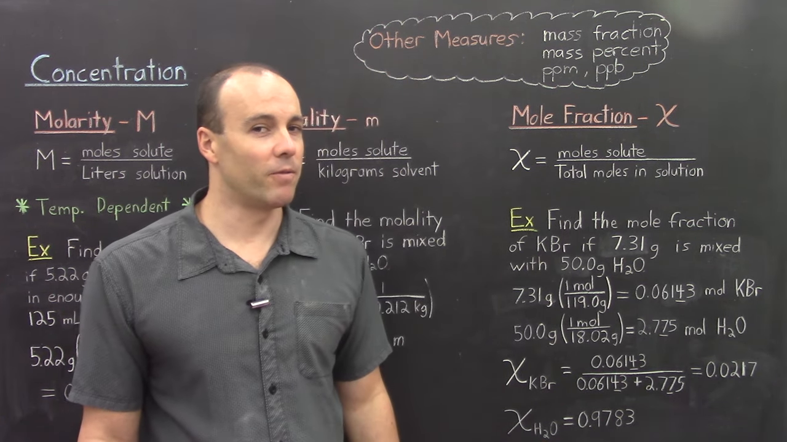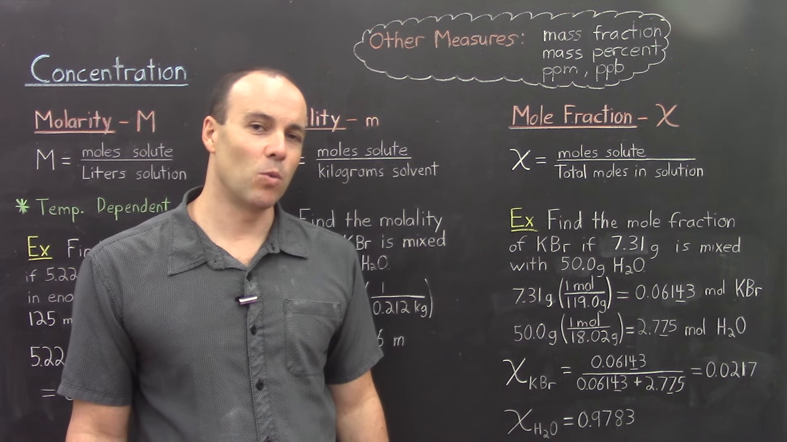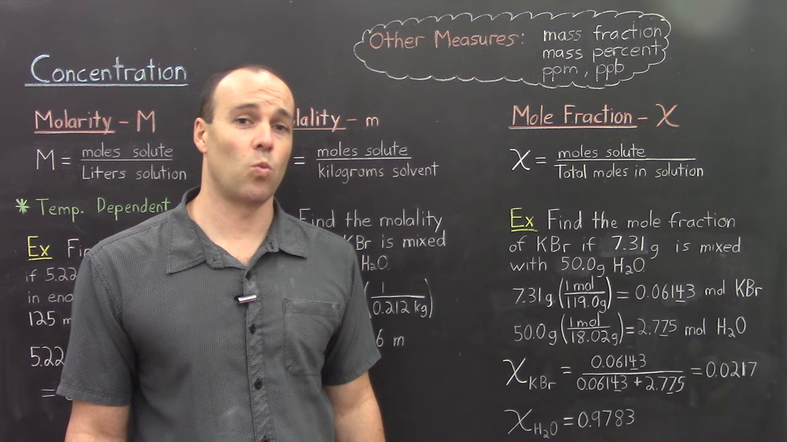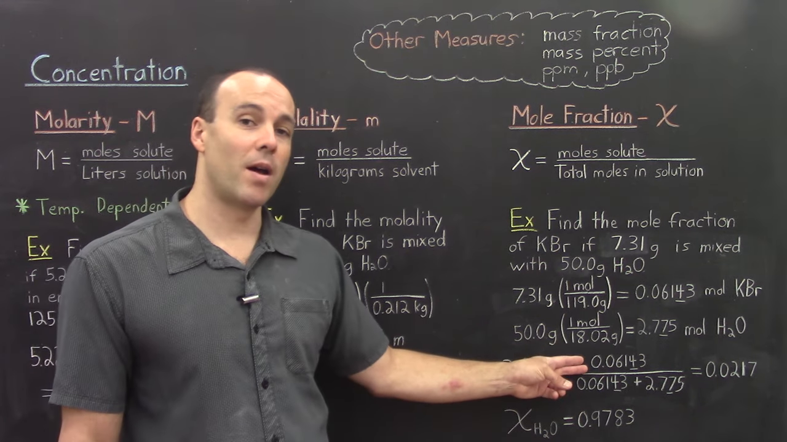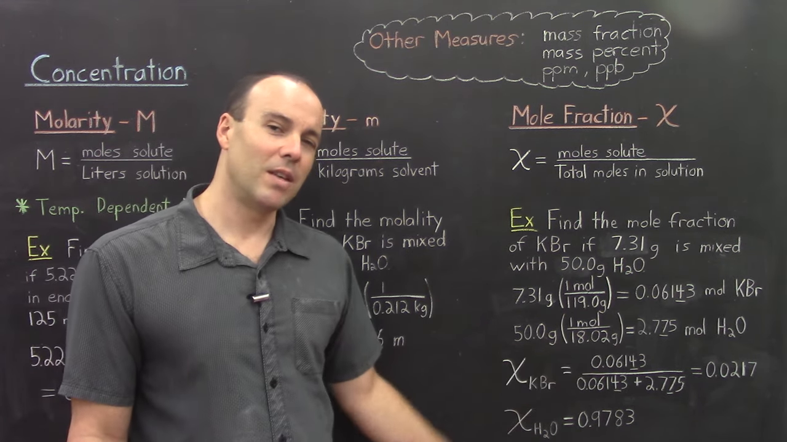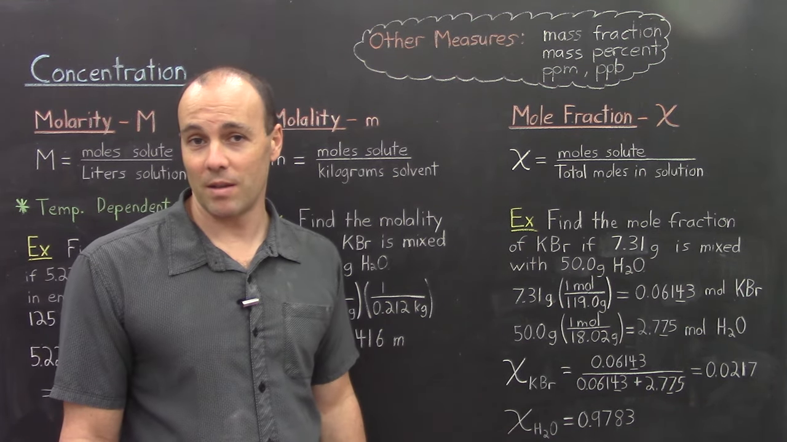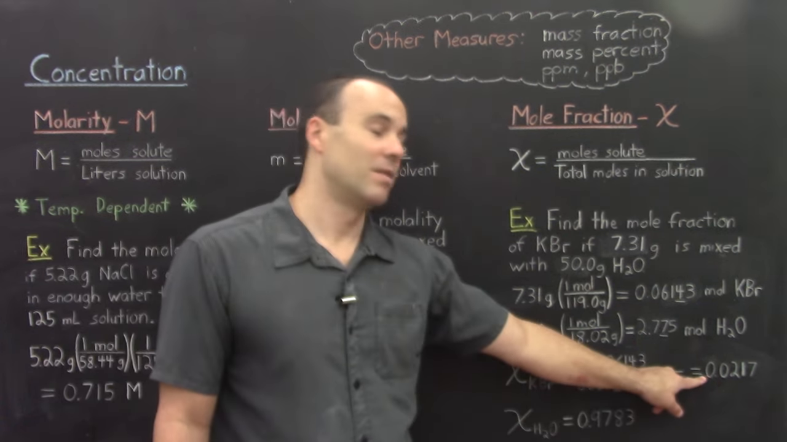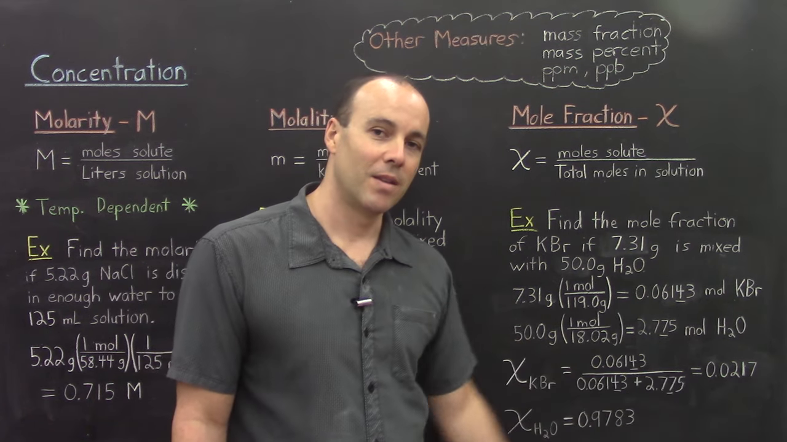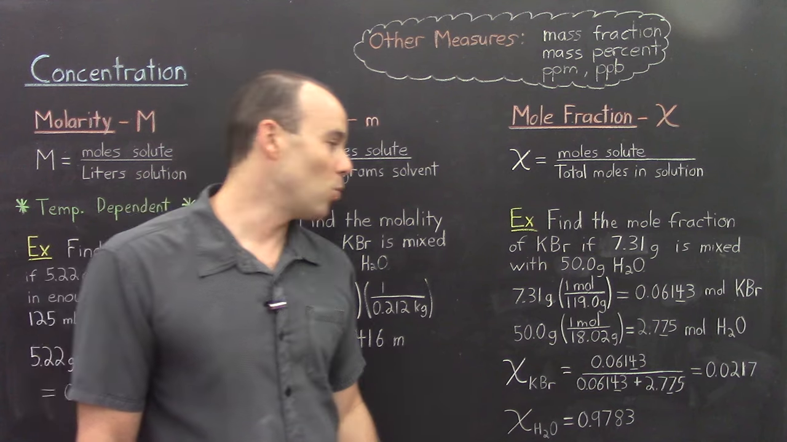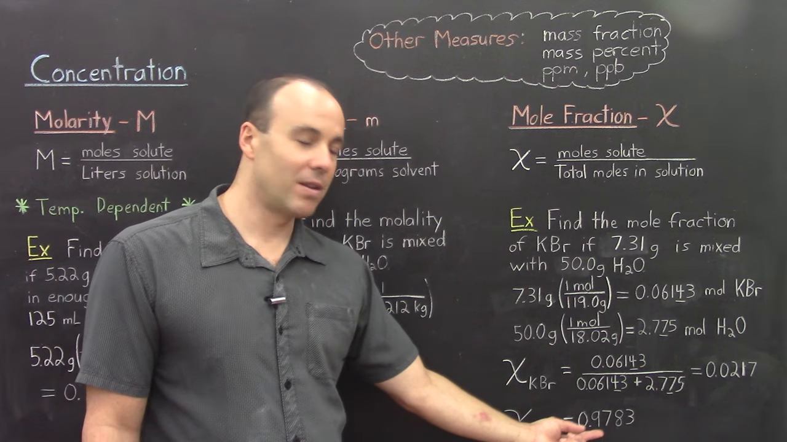So that's a pretty small fraction, which is potassium bromide. Now, if you wanted to find the mole fraction of water, it would be done the same way, except in the numerator, it would be moles of water. But you don't really need to do that, because after all, the fractions add up to one, and if you find one of the fractions, then the other one is just whatever you add to this to get one. And so the mole fraction of water would be 1 minus the mole fraction of potassium bromide, and that's 0.9783.